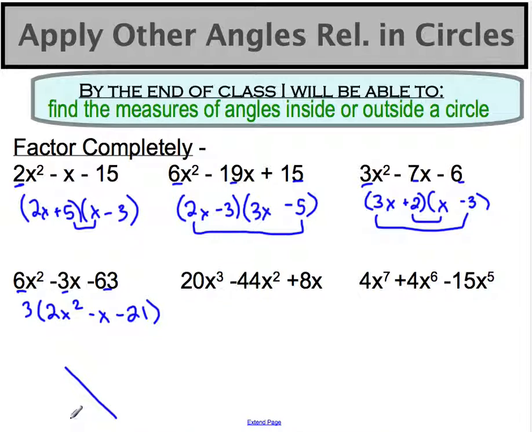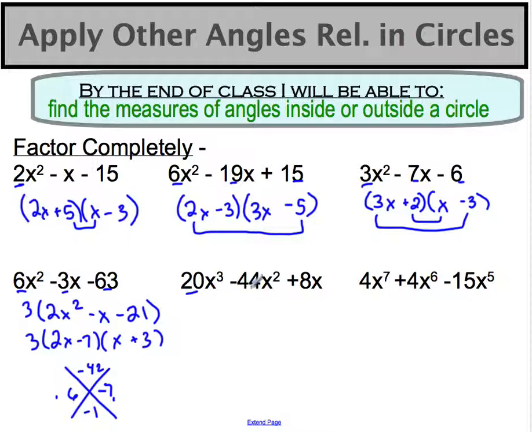Now what I would look at when I use the x method is I say 2 times negative 21 would give me negative 42, and they need to be negative 1 apart. So again, I'm probably going to say 6 and 7 multiply to give me negative 42. I'll make this guy negative so it works. So I'll say 3, this is going to be 2x times something, and x times something. So 2 times positive 3 gives me my 6, and 1 times negative 7 would give me my negative 7.